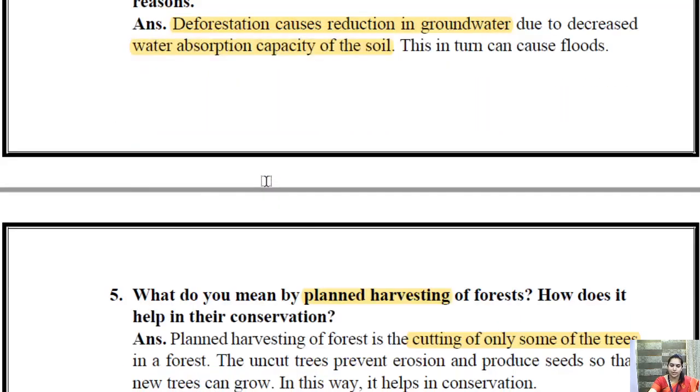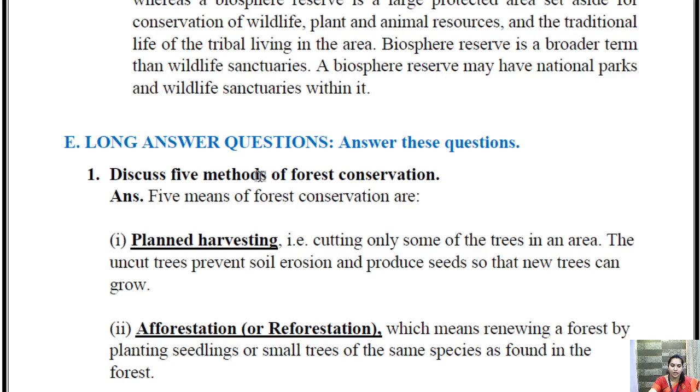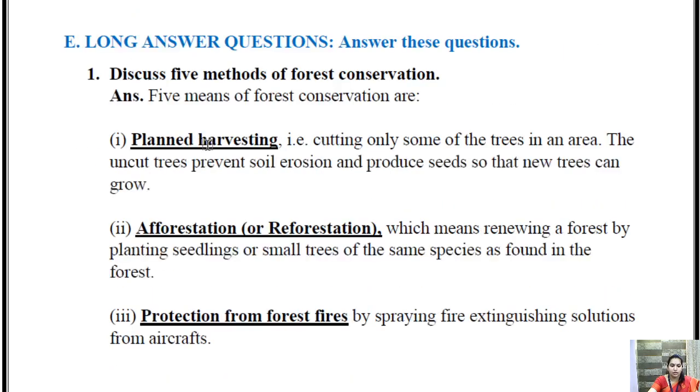short answer question type 2. Okay. Now moving ahead with the long answer questions. So question number 1 long answer question is discuss 5 methods of forest conservation. So this is there in your book also. So first is plant harvesting, we have discussed.